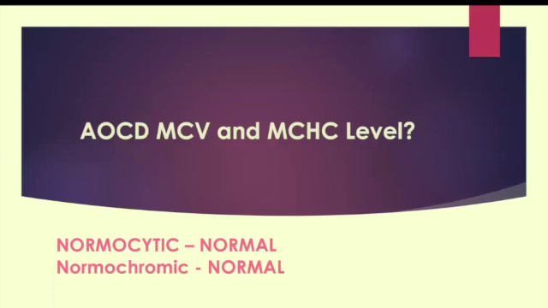All right, so this question is about anemia of chronic disease, MCV, and MCHC levels. Normocytic, normal, normochromic, normal. So remember, anything that's chronic is going to be normocytic and normochromic with the anemias.